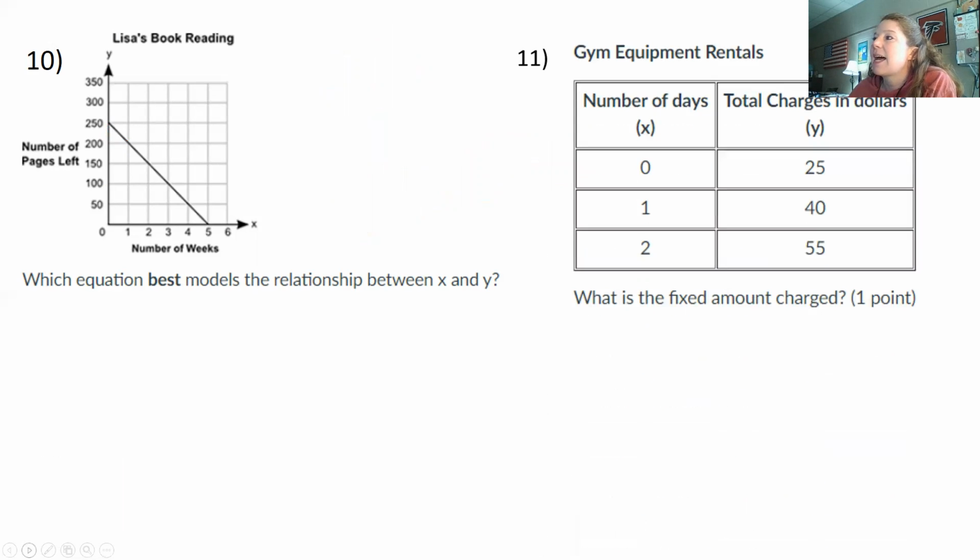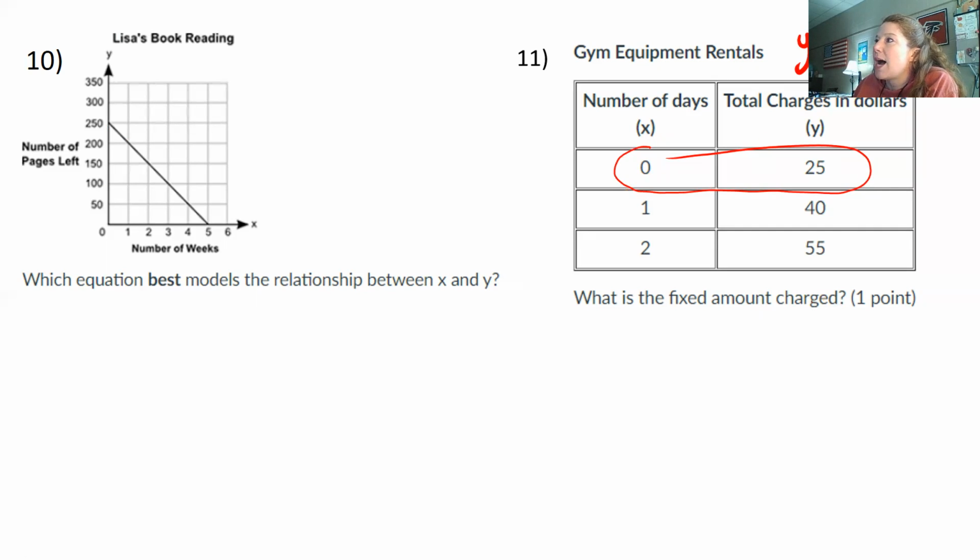What is the fixed amount charge? So basically that means the fixed amount. So what is the constant rate of change, right? The fixed amount charge: no matter how many days you rent equipment, you have to pay $25. So notice that the rate per day looks like it's plus 15, plus 15, plus 15, plus 15. So the rate of change is going to be 15x.